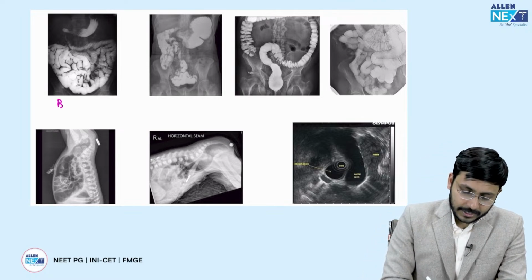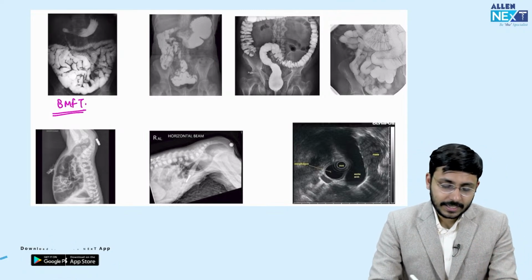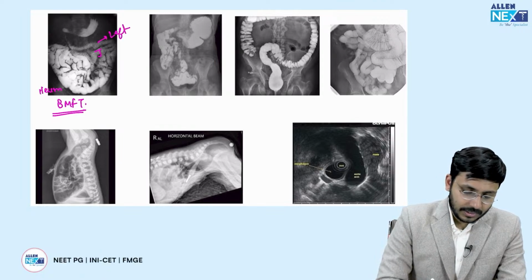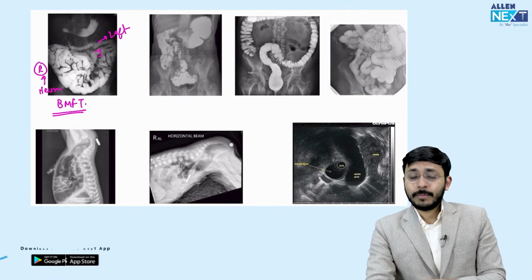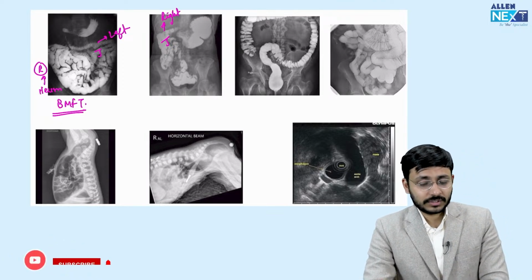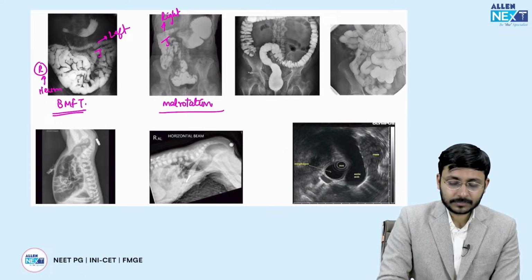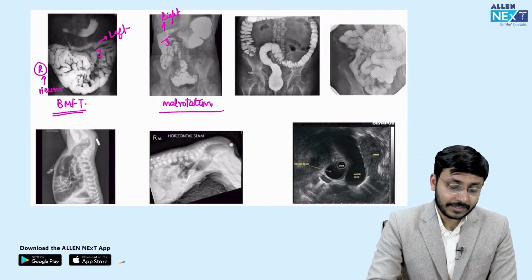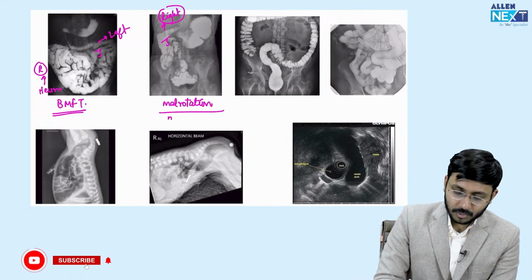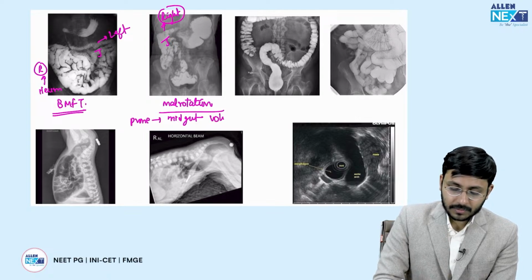So first of all, we have already read this is the BMFT, right? In BMFT, what do we see? Normally the jejunum is towards the left and the ileum is towards the right. But if this relationship is not maintained, that is the jejunum is towards the right and the ileum is either in the pelvis or towards the left, that means that this is a case of malrotation. Remember, jejunum coming onto the right hand side is abnormal and signifies malrotation. Such children are prone to midgut volvulus.